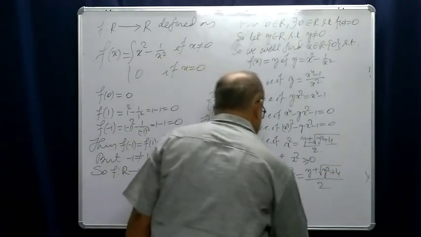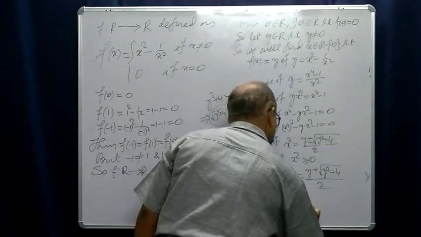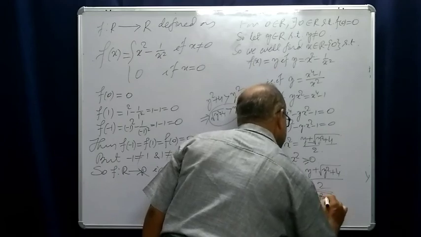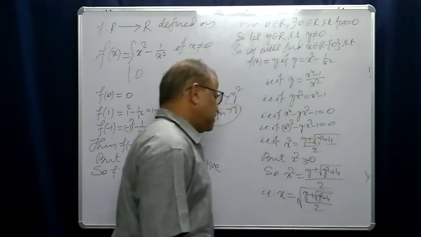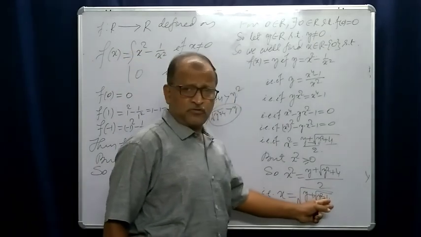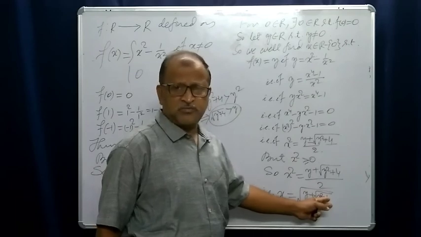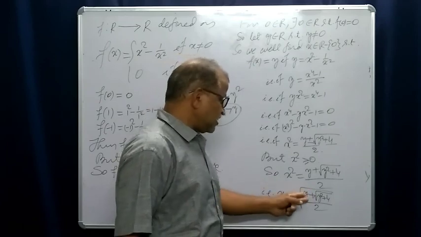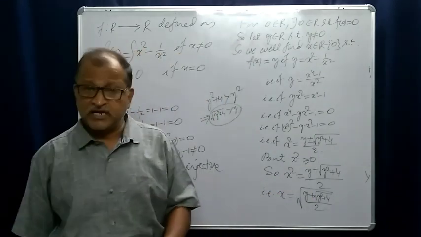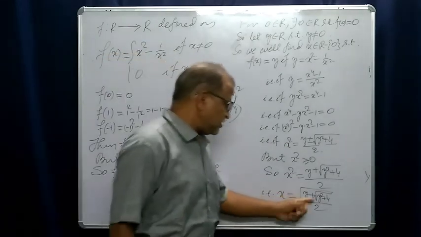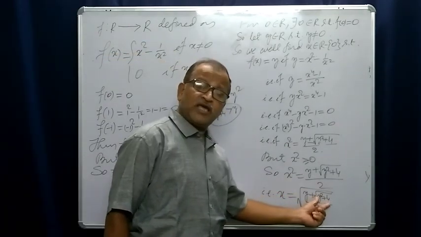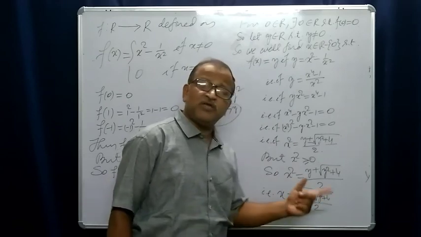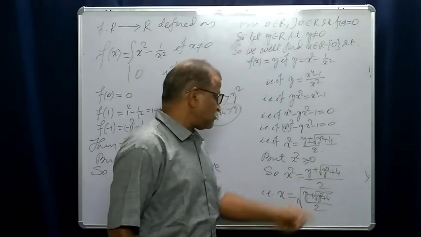So what is x? x is equal to square root of (y plus square root of y square plus 4) by 2. You see, y square plus 4 is a positive number. We can find the square root of this, and it is greater than y. In case y is negative, this quantity will be greater than minus y, so y plus this will be a positive quantity.